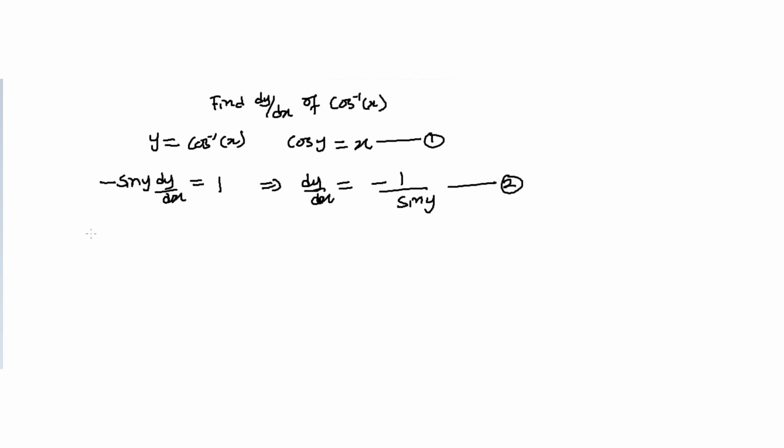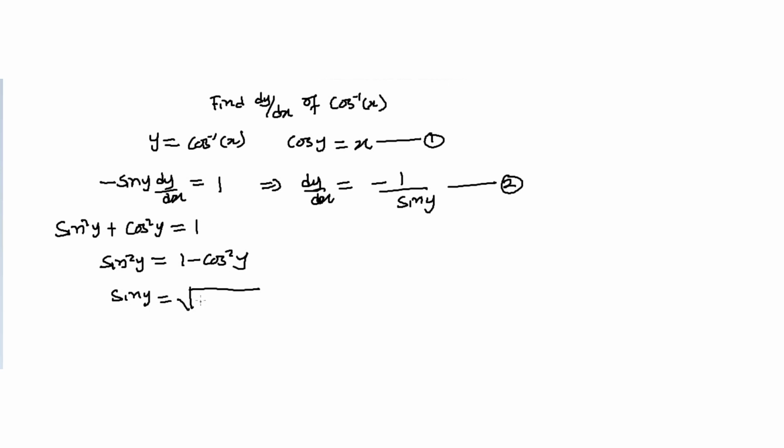Now from our trigonometry identity, we have sine square y plus cos square y to be equal to 1. And here, if we make sine y the subject of the formula, sine square y will be equal to 1 minus cos square y, and then sine y will be equal to square root of 1 minus cos square y.